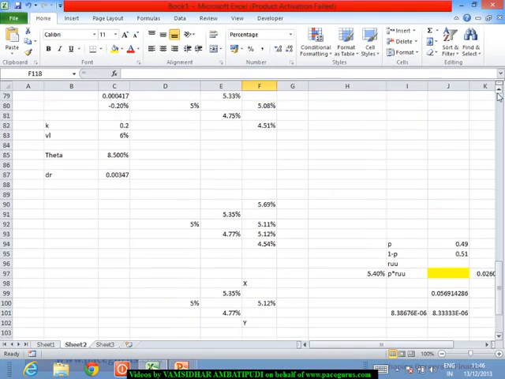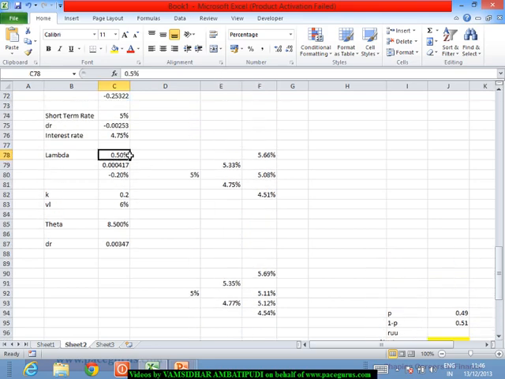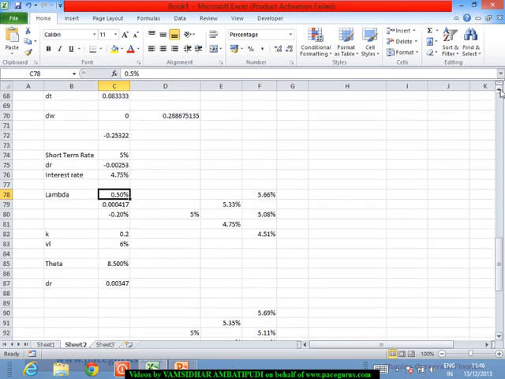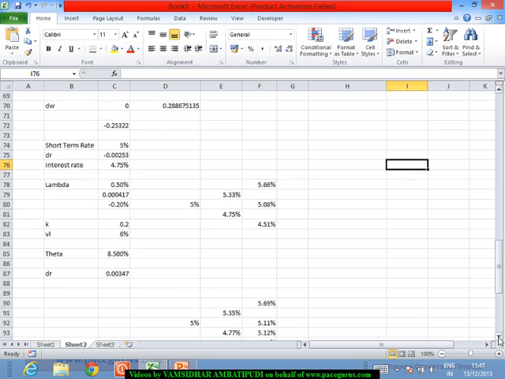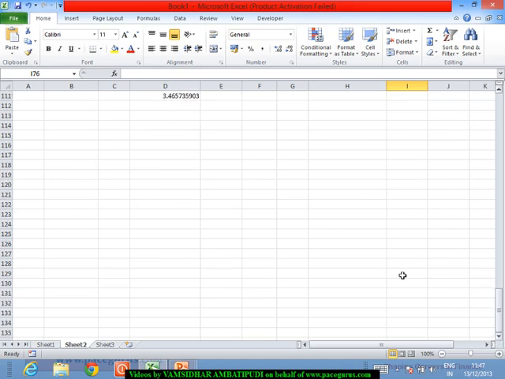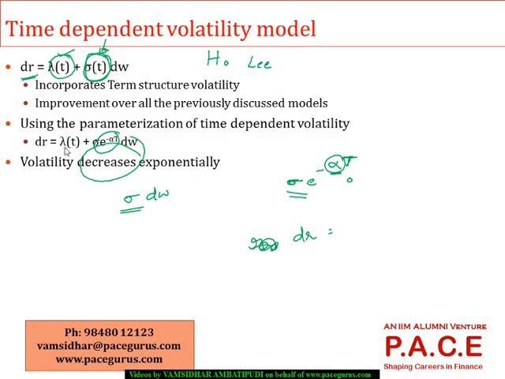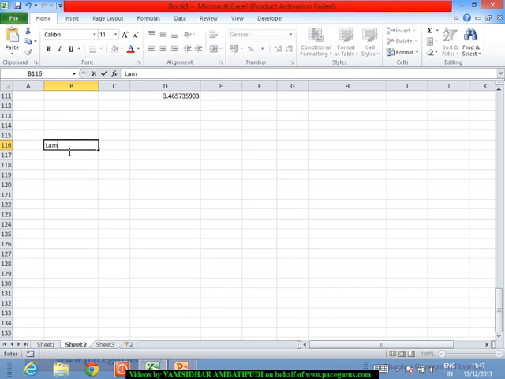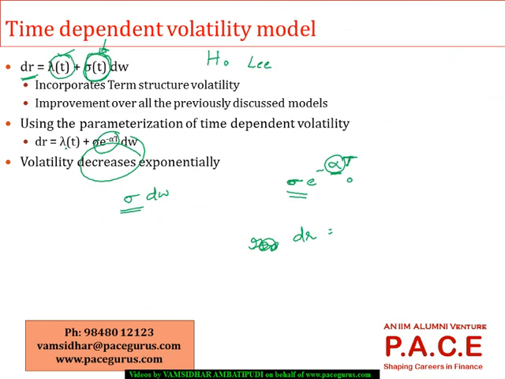If I assume that lambda is 0.5% and annual volatility is 1%, earlier we were getting the change. Let me take it separately with those same values. To simplify, I'll take only one lambda. Lambda, I'll take as 0.5%. Sigma, which is the annual volatility, I'll take as 1%. And what else do I require?